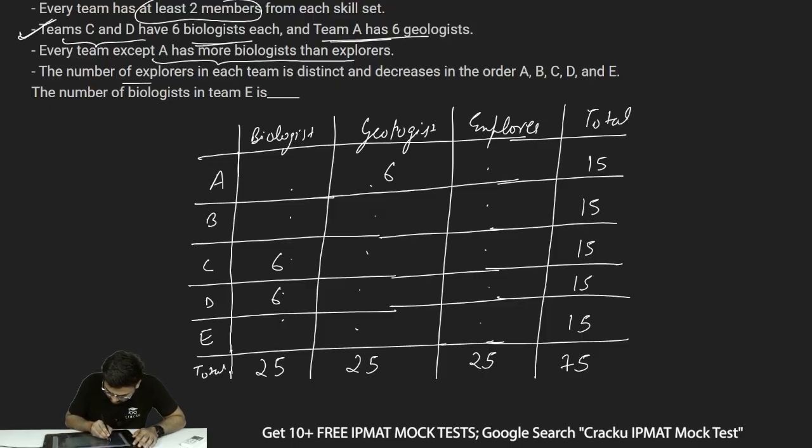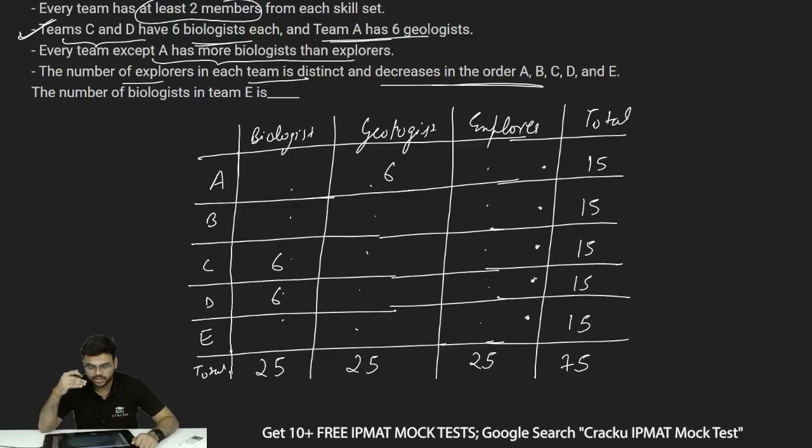Now the number of explorers in each team is distinct and decreases in the order A, B, C, D, E. So all these values are distinct integers, decreasing in the order A, B, C, D, E. Now what if I take the number of explorers as 8?